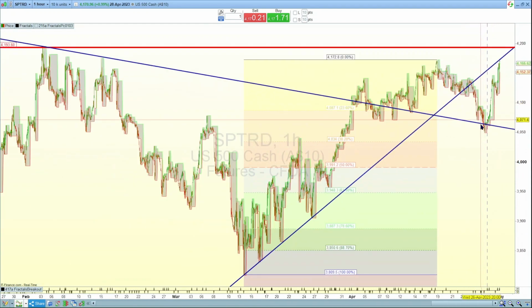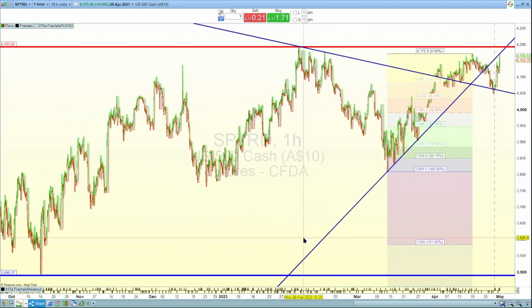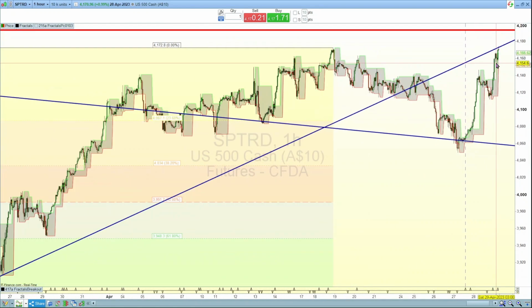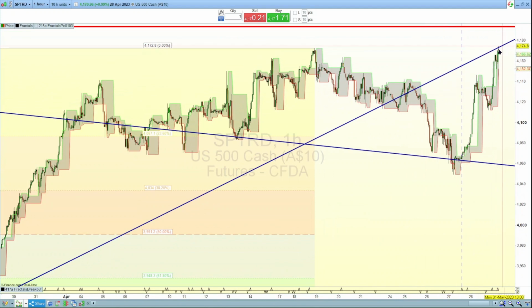But just also notice, if I zoom out here, I did draw these diagonal trend lines, and the price was bouncing off that, and it broke to the downside, and now it's reached that ascending diagonal trend line as well. So it possibly may bounce to the downside, have a bit of a retrace before making further upswings.